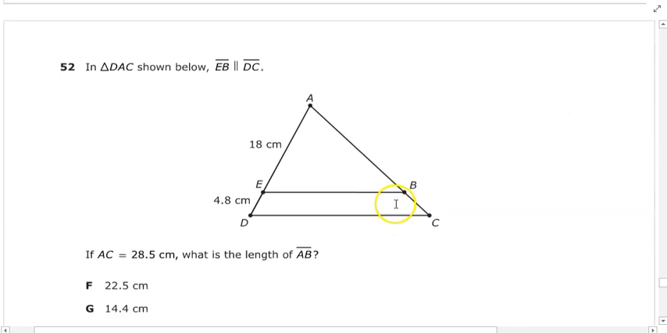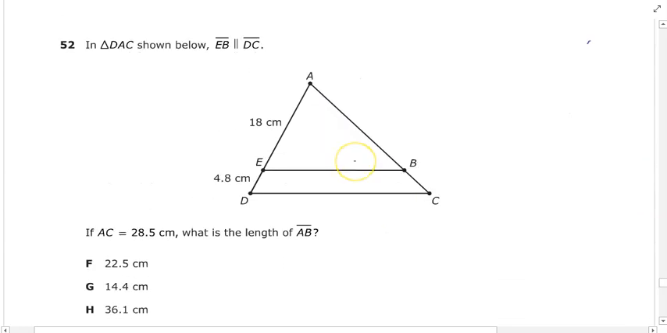One more question here. 52 says we have triangle DAC shown, so the big triangle DAC, where segment EB is parallel to DC. So we can mark these as parallel. Great. We can probably use something like the triangle proportionality theorem or similar triangles. If AC is 28.5, so the entire distance from A to C is 28.5, then what is the length of AB? So just this piece right here.